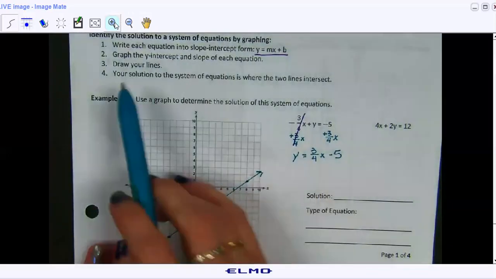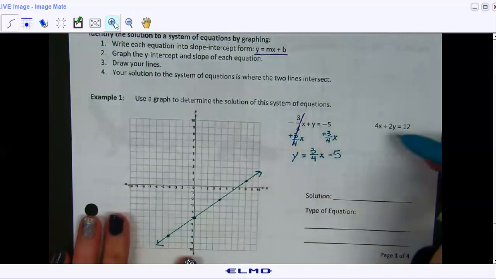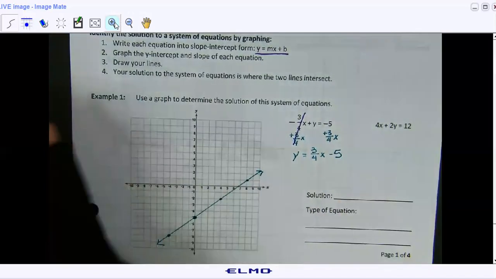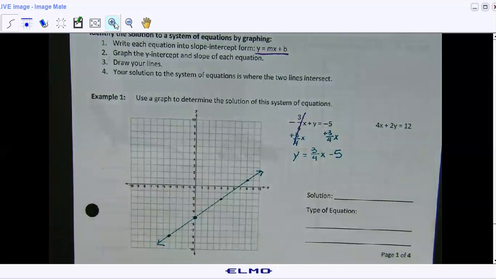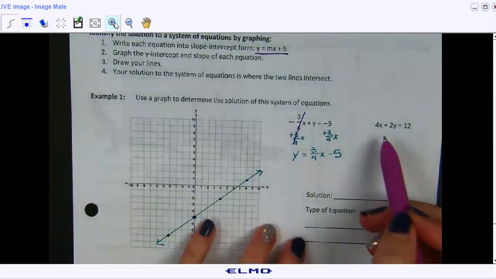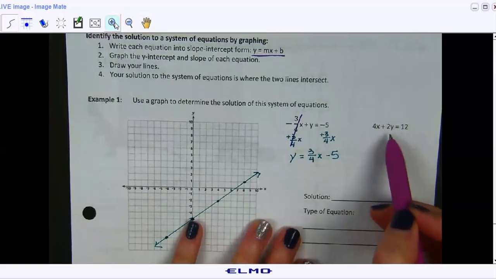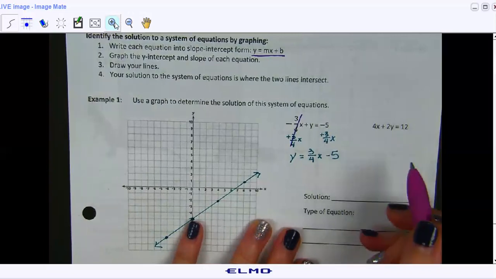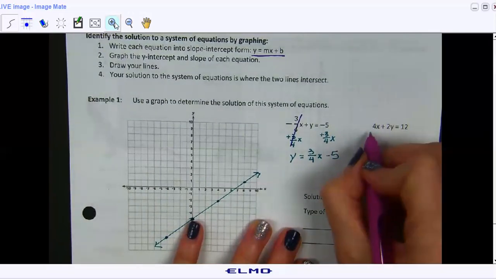And then we did number 3, we drew our line. Now we're going to do the same thing for this equation. We are going to write it in slope-intercept form. So what do we have to do? What's the first step to getting this isolated and changing it to slope-intercept? Andy? Subtracting 4x from both sides. Yes, so let's subtract 4x from both sides.